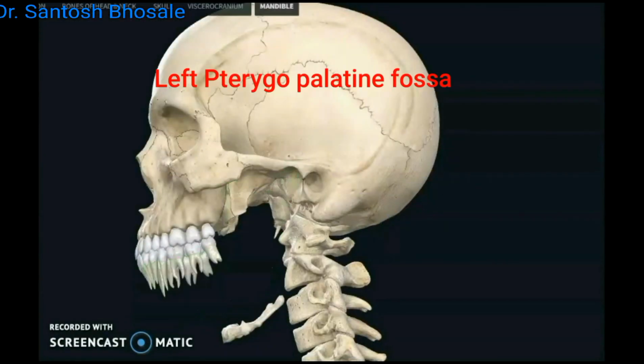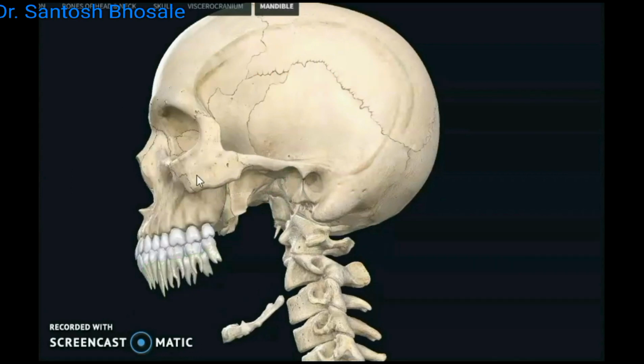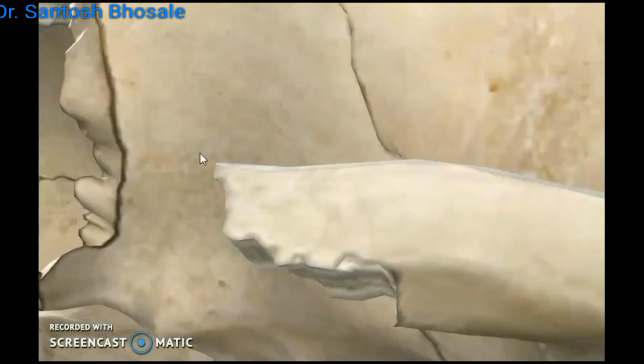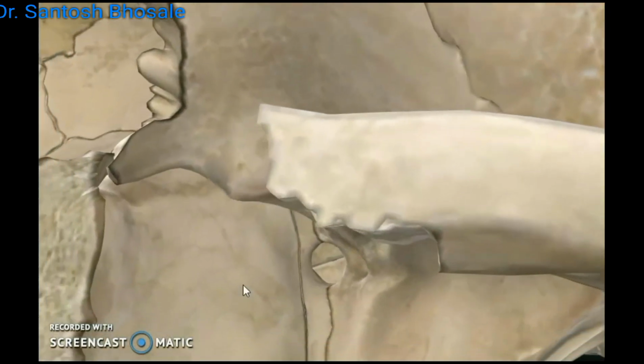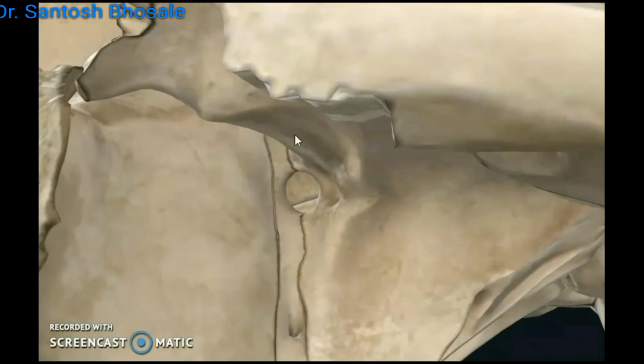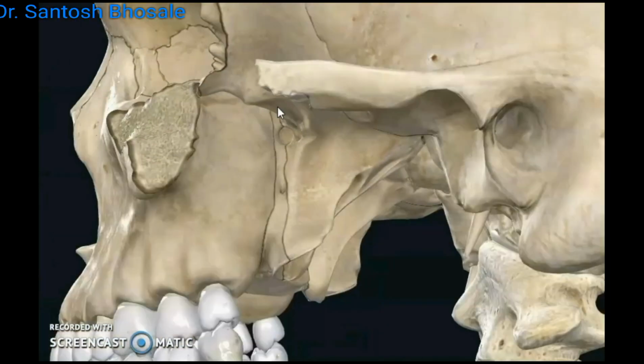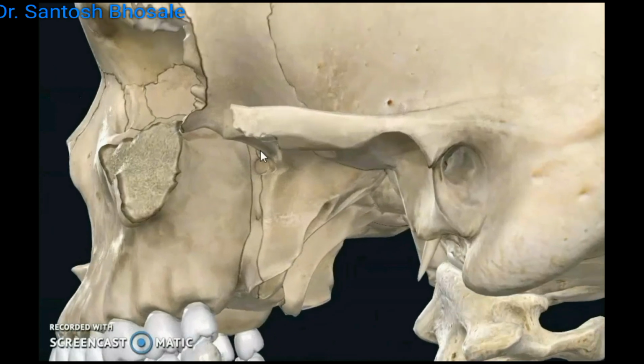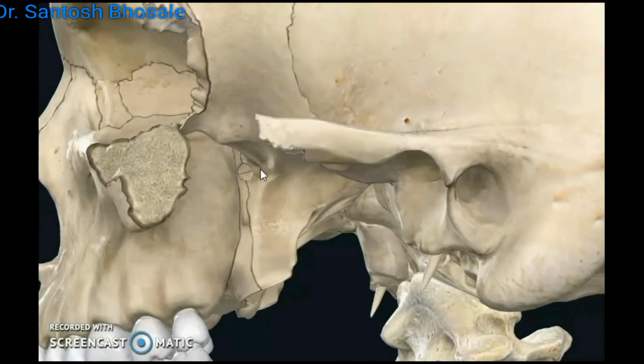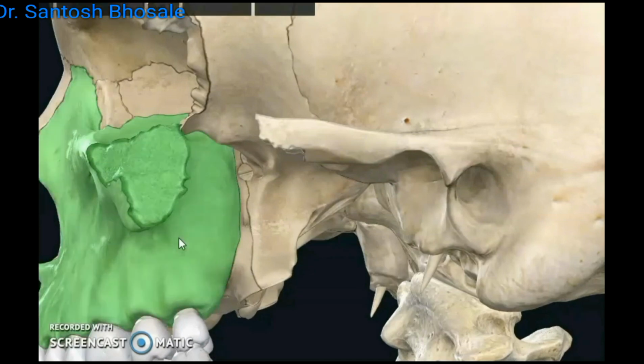Now we will see the boundaries of the left pterygopalatine fossa. First we will take out the mandible and zygomatic arch. The mandible is the lateral boundary of the infratemporal fossa. So if you want to reach the pterygopalatine fossa, you have to go through the infratemporal fossa. You can see the bones, as we have already discussed, it lies between the neurocranium and splanchnocranium. You can see it is a very tiny space, inverted teardrop or inverted pyramid shape.